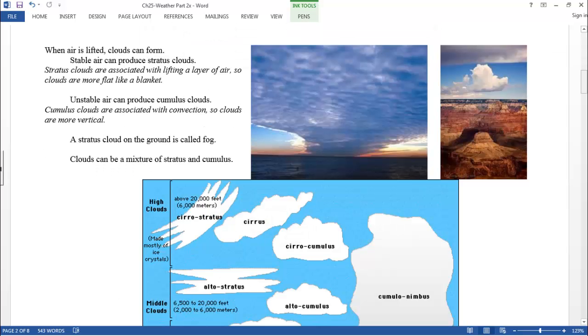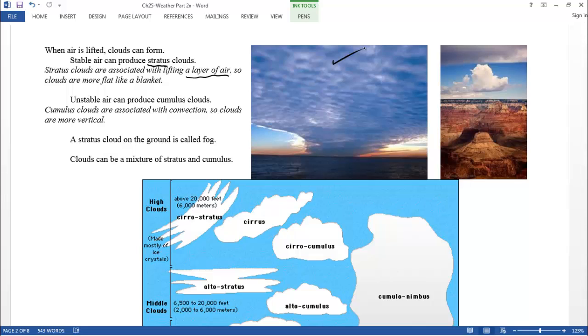Okay, after you get the air lifted up, the warm, humid air up higher, then you can form some clouds. And there's basically two general types of clouds that can form. Remember when we talked about stable and unstable air? The stable air was air that if you lift it up, it wants to descend back to its original location. And if you have stable air that gets lifted up, that produces stratus clouds. And stratus clouds are like lifting a layer of air. So the clouds look more like a blanket, like this first one here.